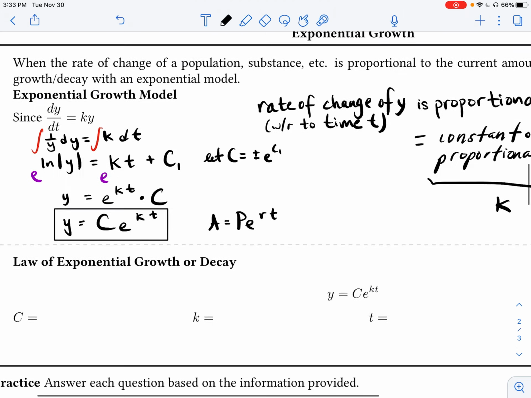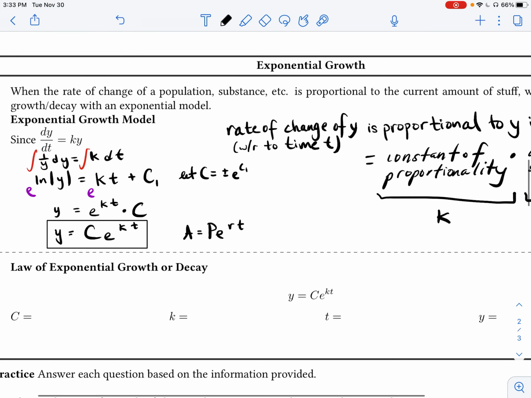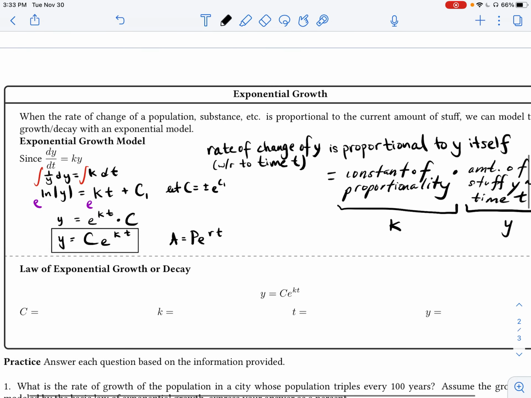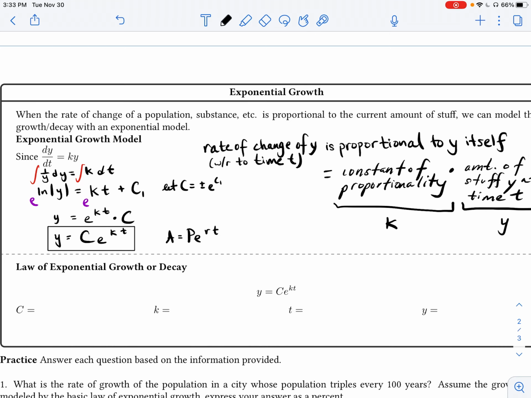So to recap, exponential growth occurs when the rate of change of a population is directly proportional to y itself. Solving this exponential differential equation gives us the law of exponential growth, where y is going to be equal to our initial value times e raised to the kt power, where k is the constant of proportionality. Also important to know that when k is greater than 0, we have growth, and when k is negative, we have decay.